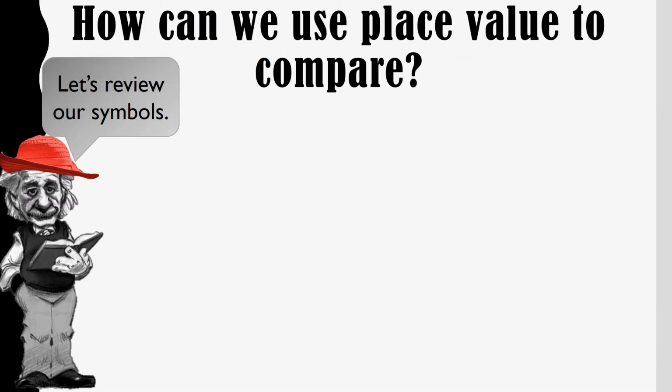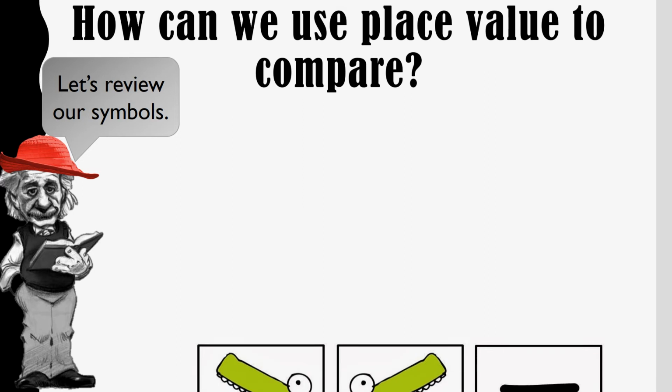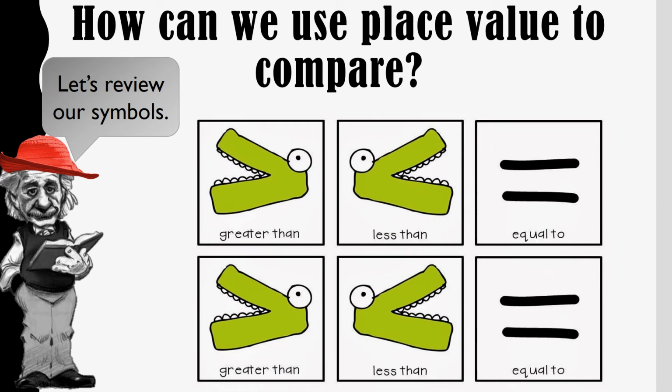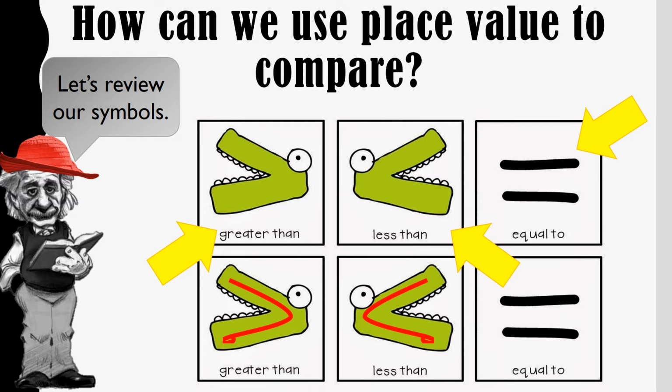So, how can we use place value to compare? Everything in math is connected. Now remember, let's review our symbols. We have the is greater than, is less than, and equal to symbol. We can write it by tracing the alligator's mouth. Remember, the alligator always eats the larger number. Is greater than and is less than. Let's take a look at how we can break down place value to compare our numbers.